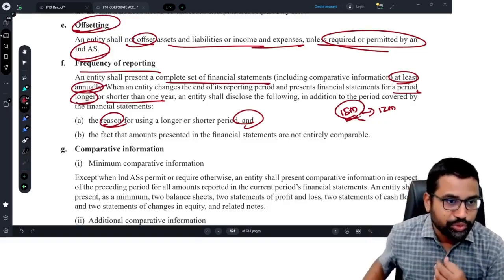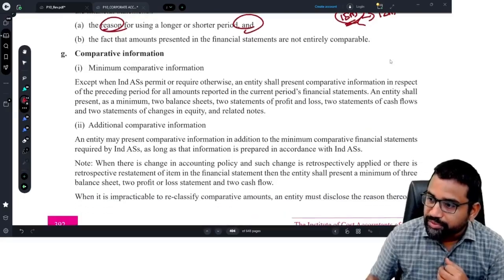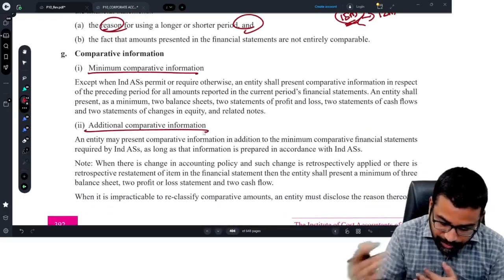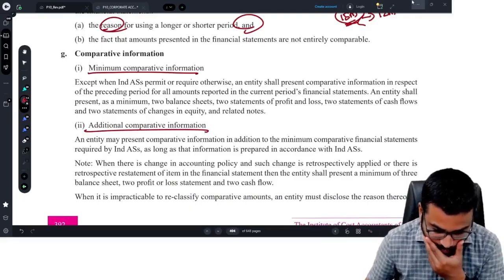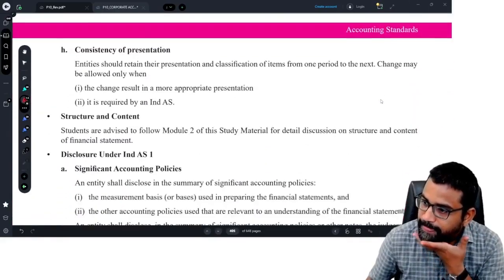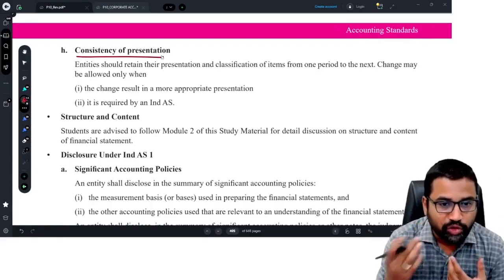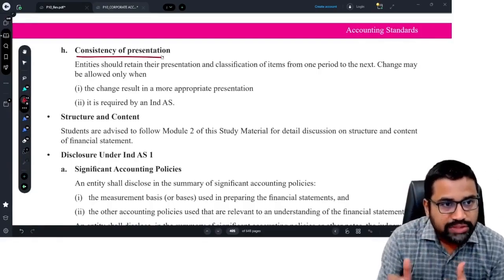The frequency of reporting. And then comparative information. Minimum comparative information, additional comparative information that you need to give. So ignore this. And consistency. Whenever you are preparing financial statements, you follow some policies, right? You follow some consistency.